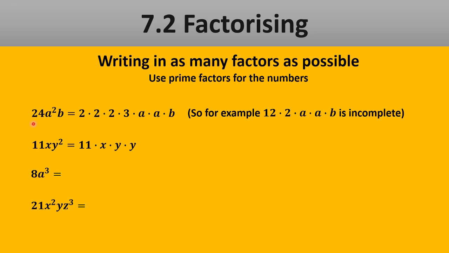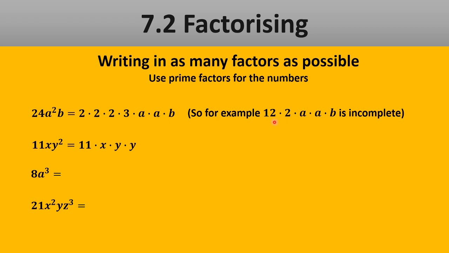So for example, this number here, 24a squared b, can be written as 2 times 2 times 2 times 3, because those are the prime factors of 24, times a times a, because a squared means a times a, and then we're left with times b.